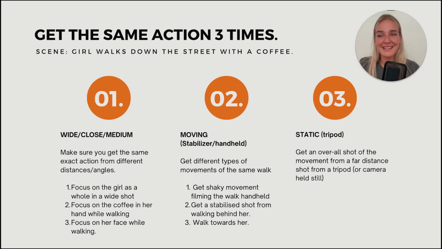You can do this by getting the same action from different distances, like wide, medium, and close. Or you can get it with different movements, like a shaky hand movement while filming with the handheld setup, or getting a super stabilized shot from walking behind the person, or another one where you walk towards her instead of following her. And then it's nice to add a static shot of the whole entire scene as a whole, so that you have something to cut back to, if that makes sense.